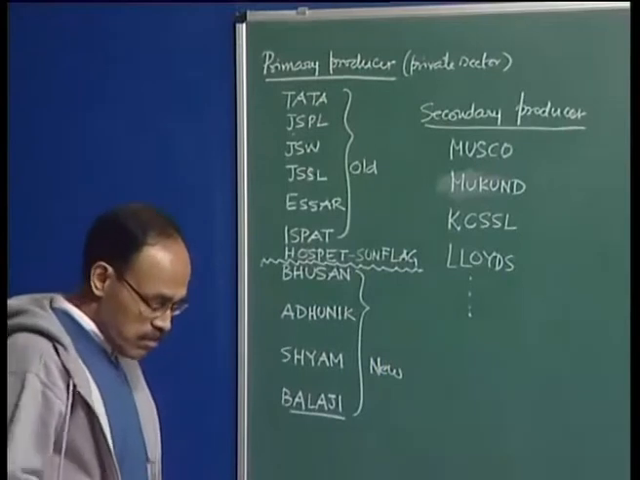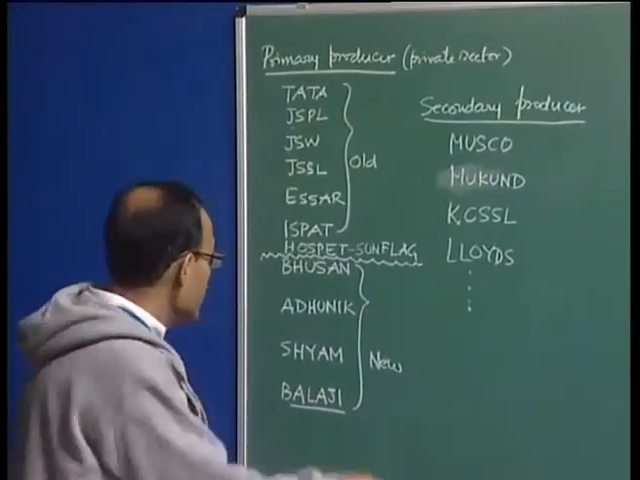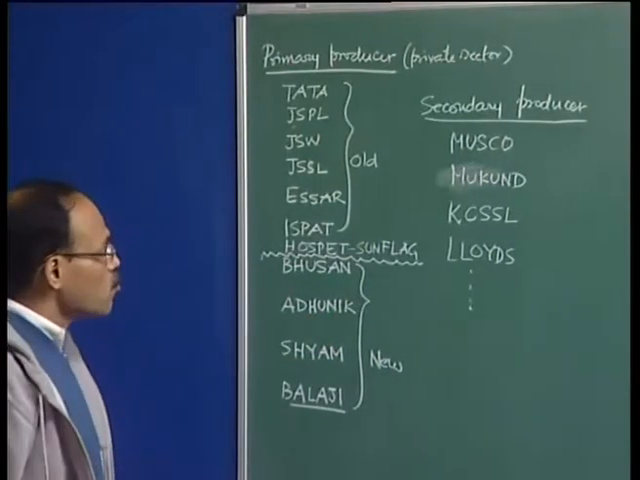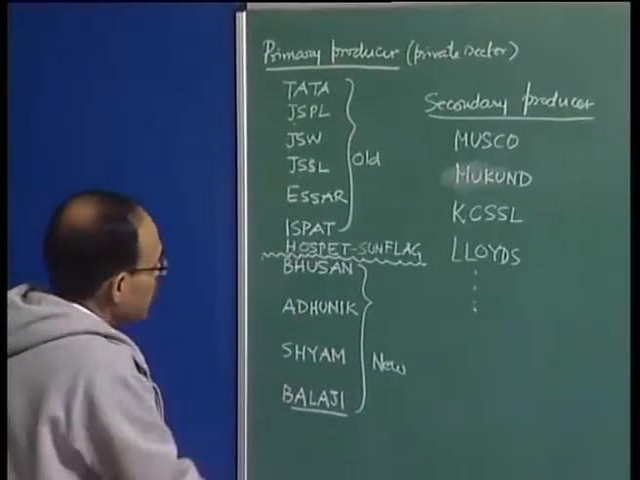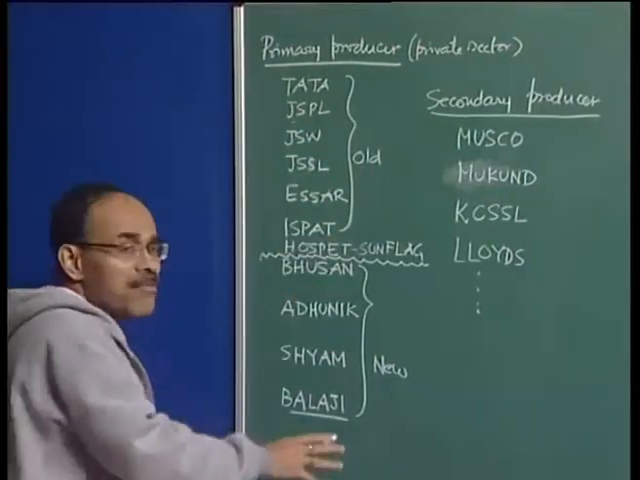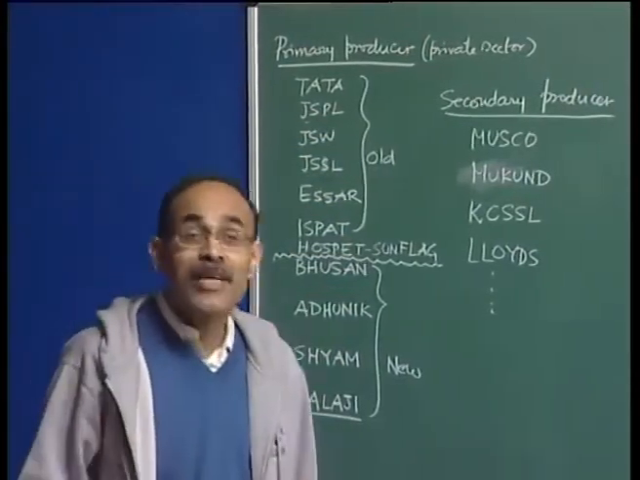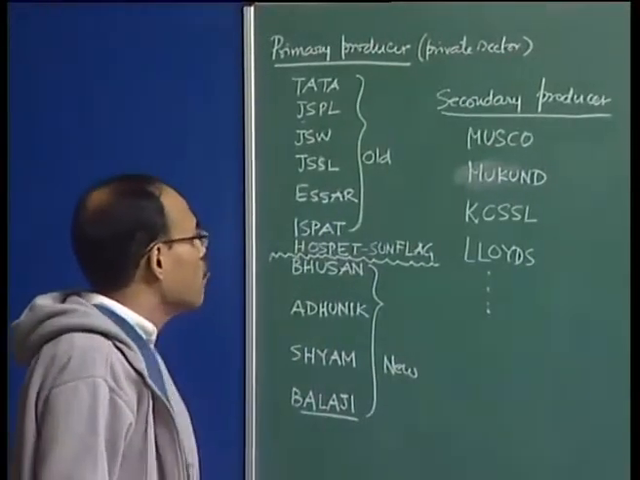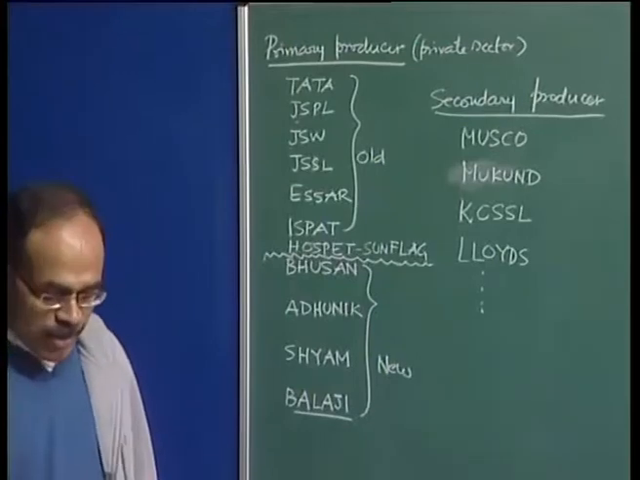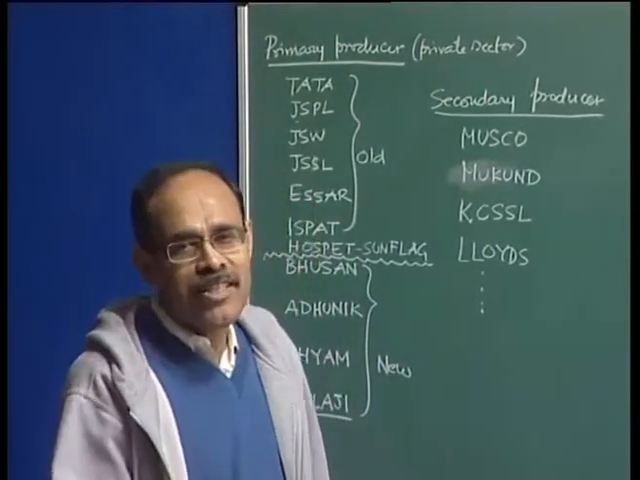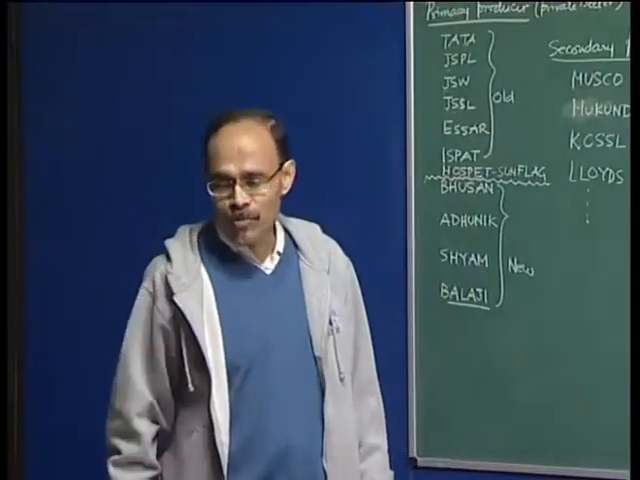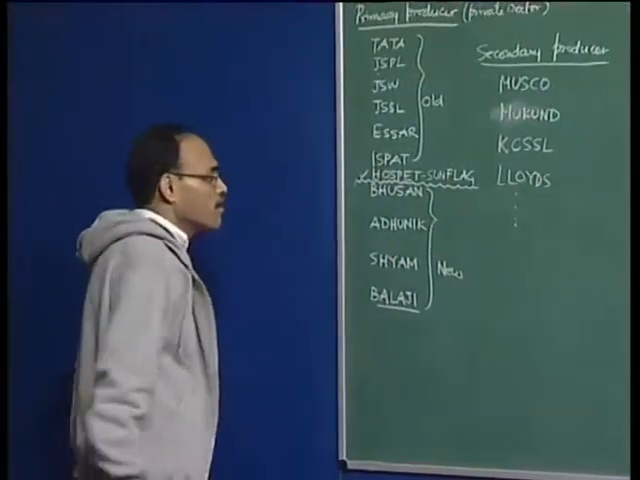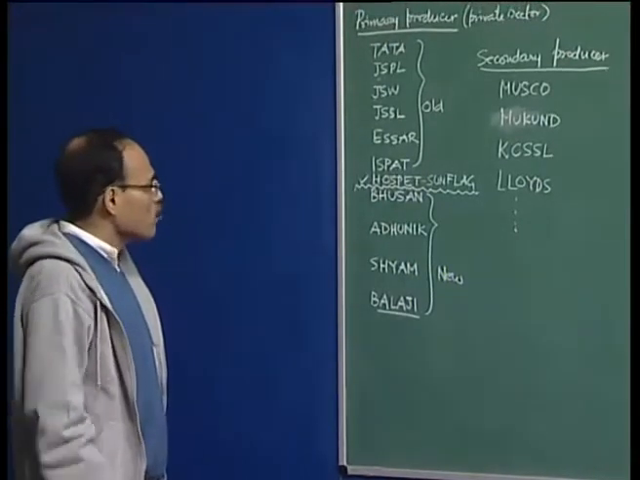And because we need more investment, more steel, new players have come: Bhushan Steel, Adhunik Steel, Shyam, Balaji and so on. And these either have small blast furnaces, mini blast furnaces, or they have huge blast furnaces. And when you talk of mini blast furnaces, you must be knowing that mini blast furnaces are about 50 to 300 meter cube. That's the volume of mini blast furnaces. Hospet Steel, for example, they have a 350 meter cube blast furnace.